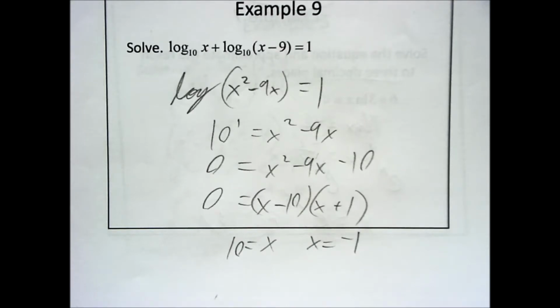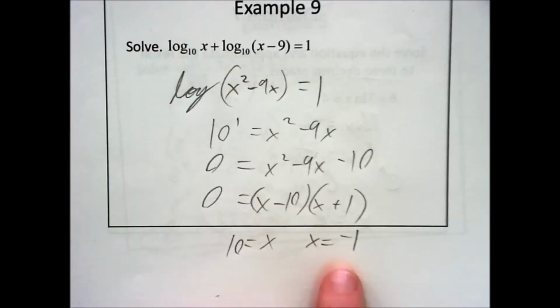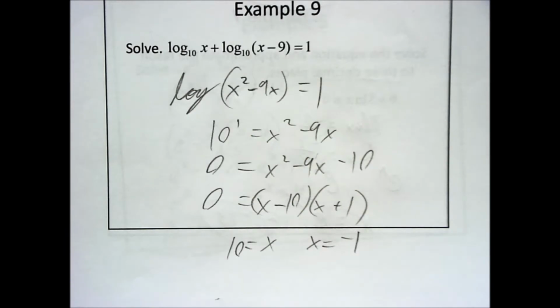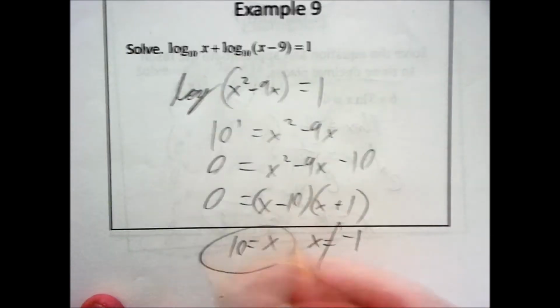Why just 10? Yeah, you have to go back to your initial logarithms. Because this is log base 10 of x here, this negative 1, can it ever be anything? Will that ever be a negative? No. Therefore, this one doesn't work, only this one does.